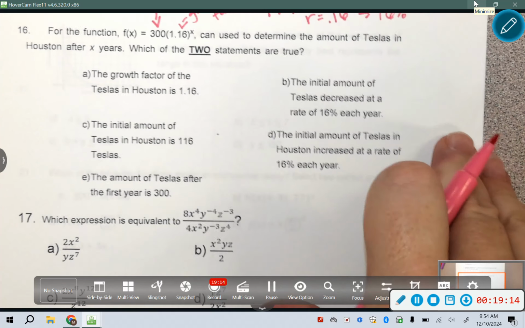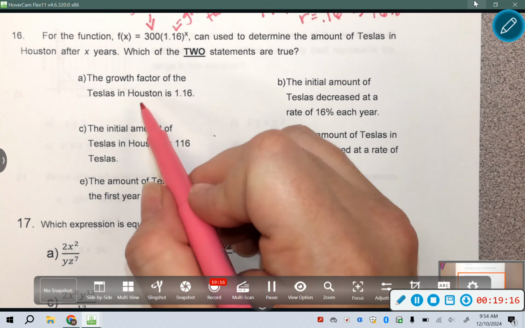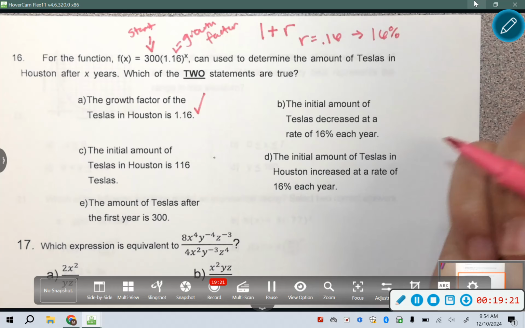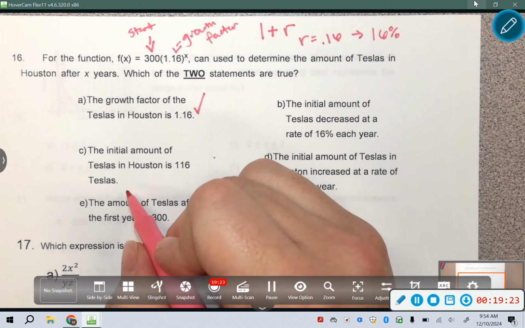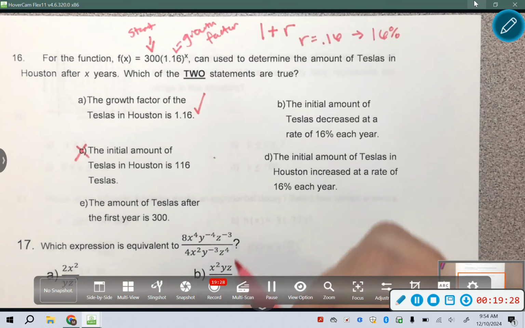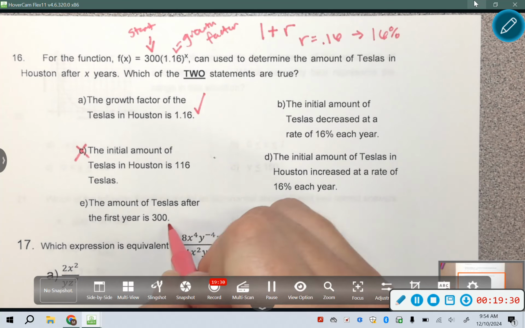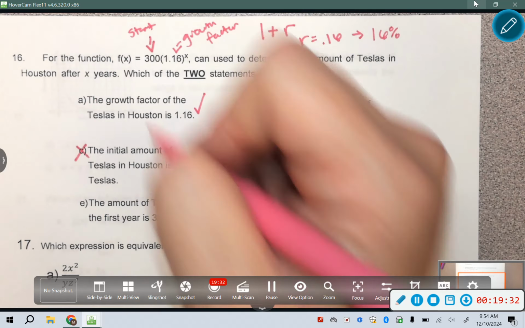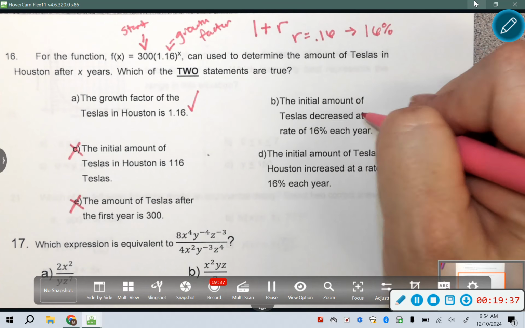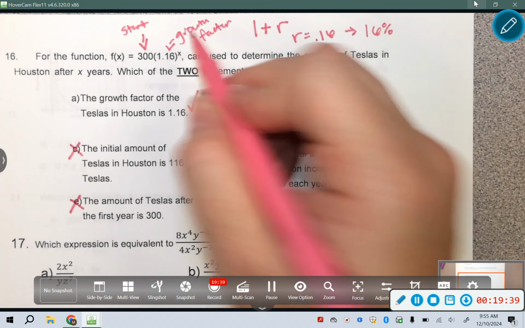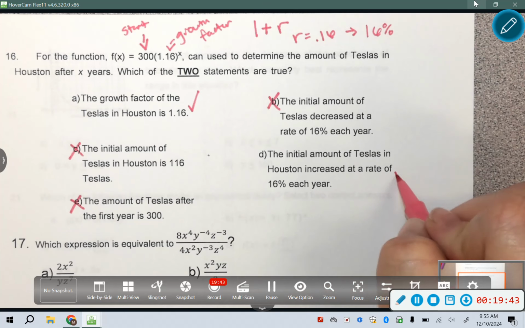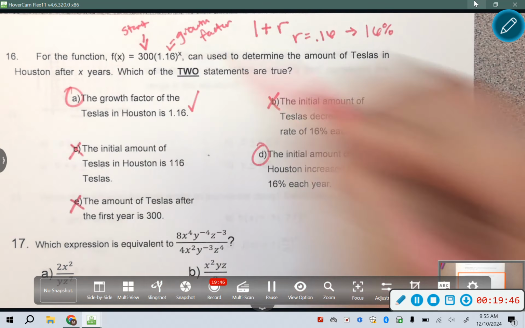Okay, so knowing that, let's look. So it says the growth factor of the Tesla in Houston is 1.16. Well, again, that's my growth factor, so that is true. The initial amount of Teslas in Houston is 116. Well, my starting point is 300, so that's not true. The amount of Teslas after the first year is 300. That's not true because my starting point, remember, is where x equals 0. The initial amount of Teslas decreased. Well, we already said that it's bigger than 1, so it's growth. And the initial amount of Teslas increased at a rate of 16% per year. We just determined that, so here are my two answers.